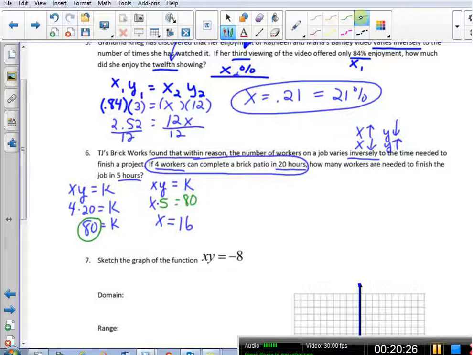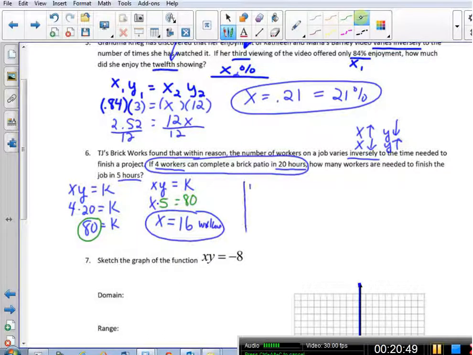We've got 4 workers can complete a brick patio in 20 hours. If we slow down the job to 5 hours, it's going to mean that we had to 5 hours. Actually, we didn't slow it down. We sped it up. We took less time to do the job. So you should increase your number of workers from 4 to 16.